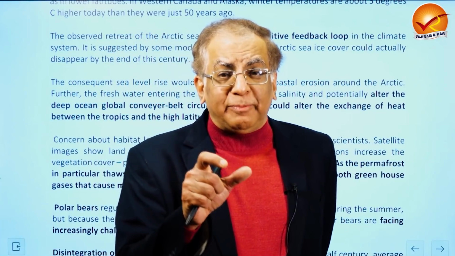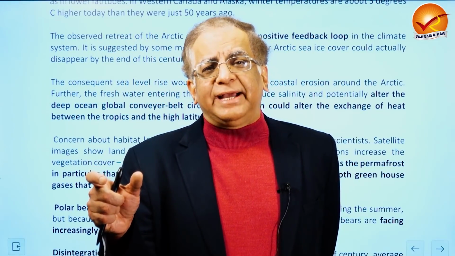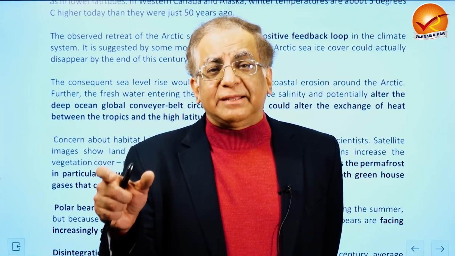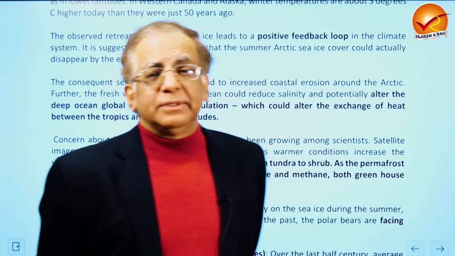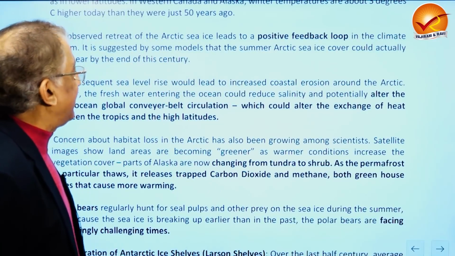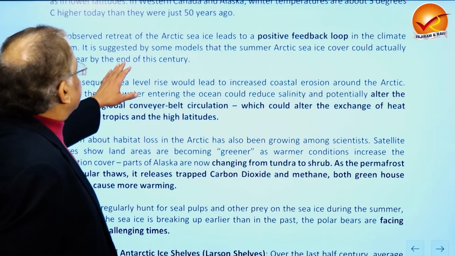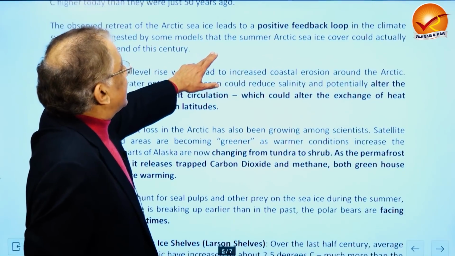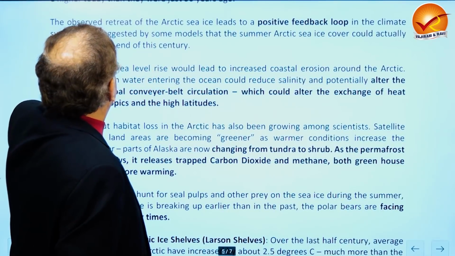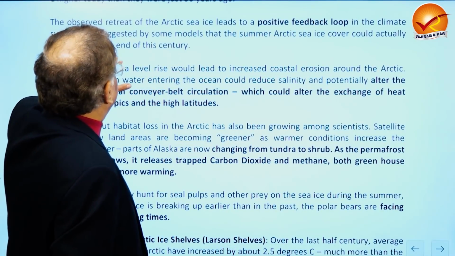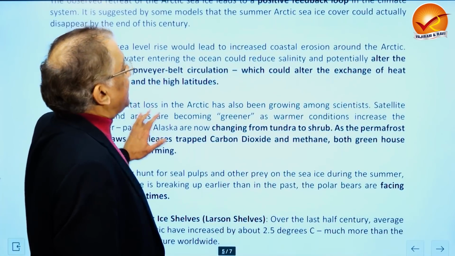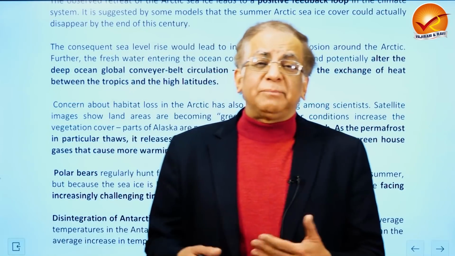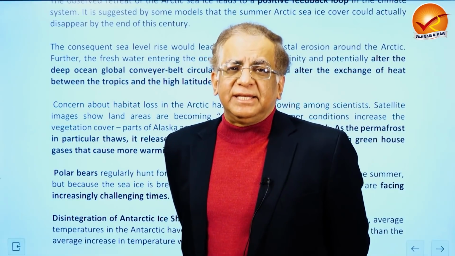Remember, global warming leads to melting of snow and ice. And because of this effect, the melting of snow and ice, there is further global warming because the Earth starts absorbing more. And that is what is called the positive feedback mechanism. It is suggested by some models that summer Arctic ice cover could actually disappear by the end of this century. So it would certainly lead to much more dramatic changes in the near future.